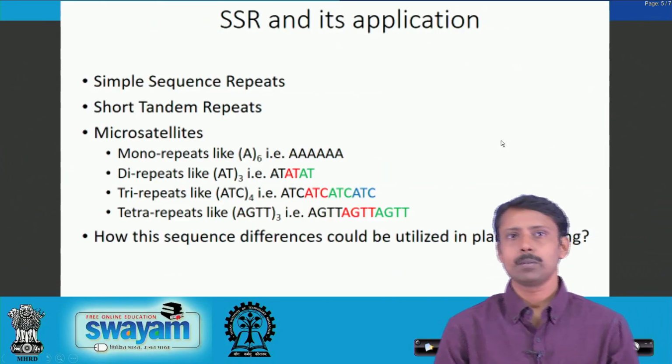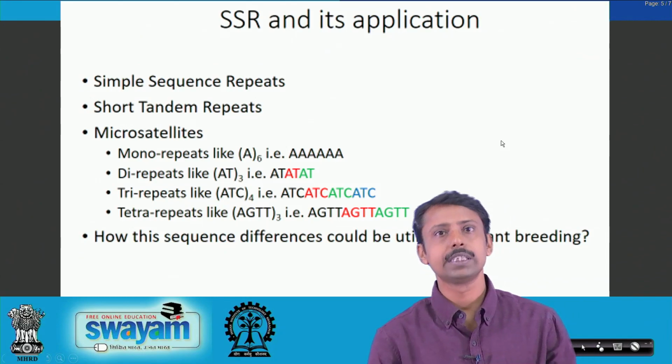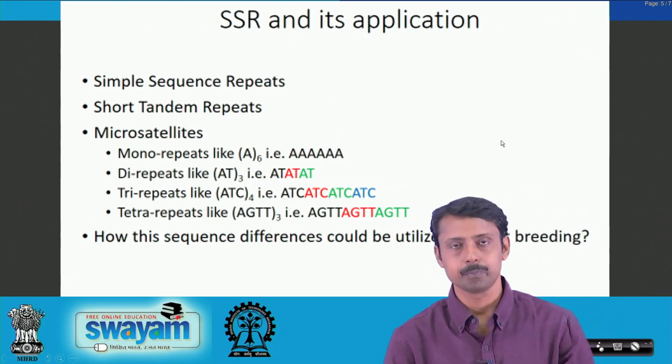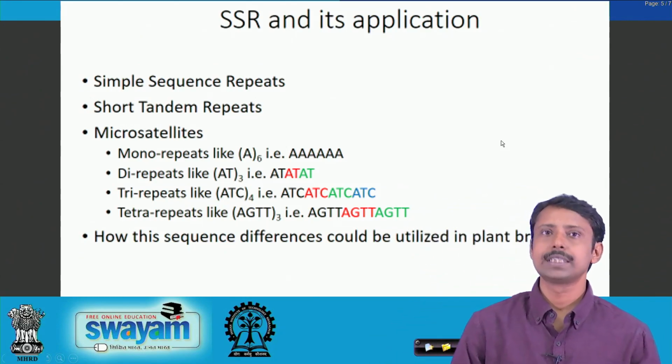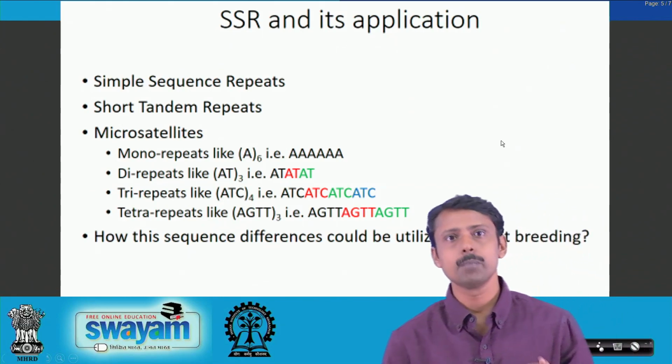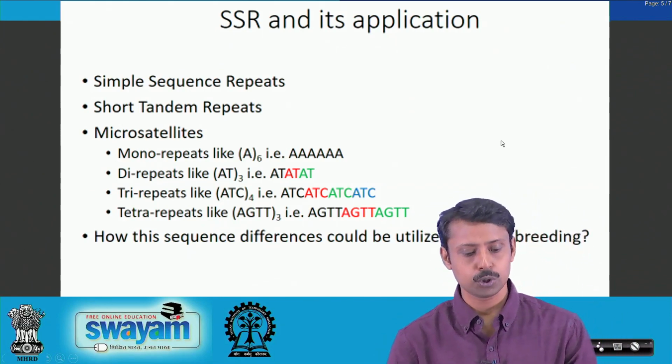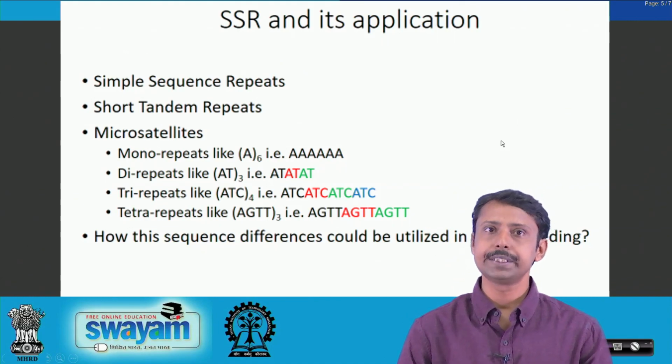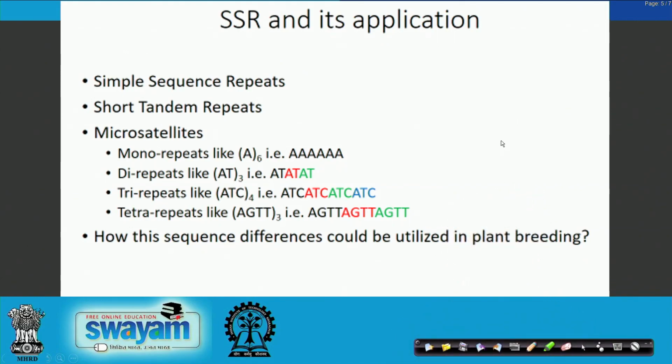Now, let us discuss SSR, or simple sequence repeats, and its application. From the name itself we can know that these are simple sequences. It has other names also, like short tandem repeats, microsatellites, etc. So, it may be of different types. In our genome, different SSRs or microsatellites are available.